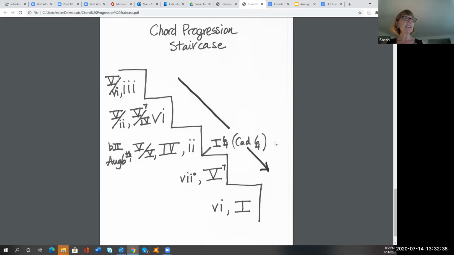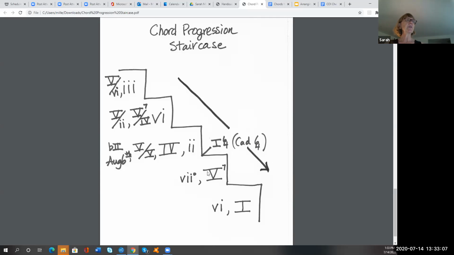The cadential 6/4 is something that's inserted in between this step. Some people call this step the predominant step. This is the dominant step. This is the tonic step on the bottom. Make sense? So the cadential 6/4, we might be going along and we have a 2 chord, and then we do the 1, 6/4, then the 5.